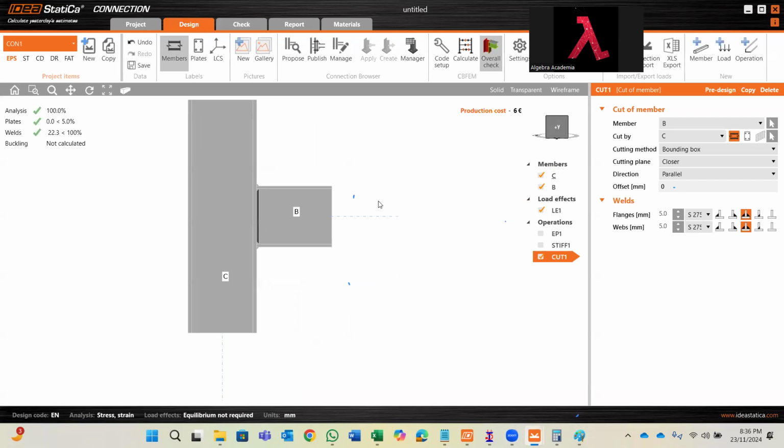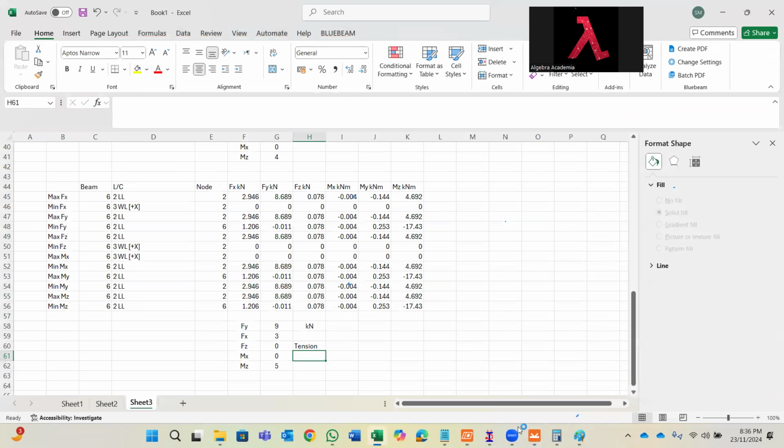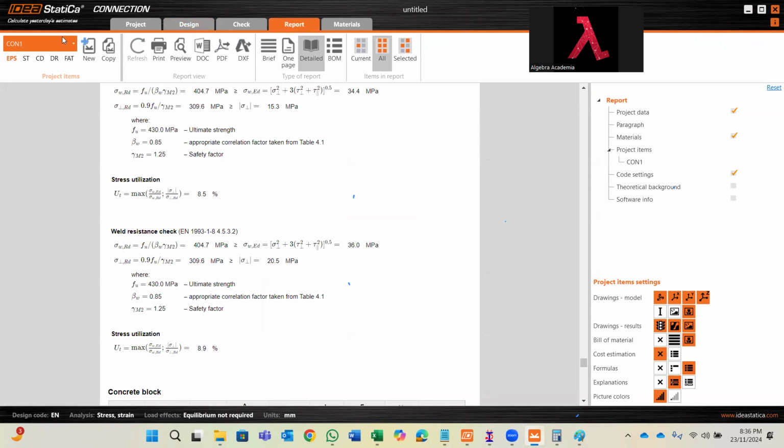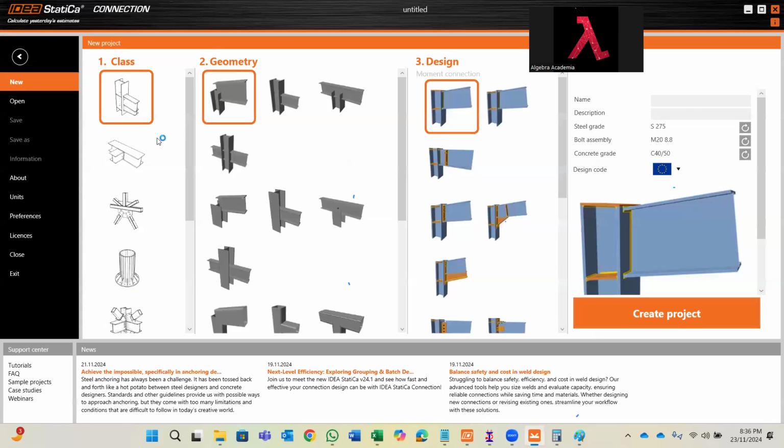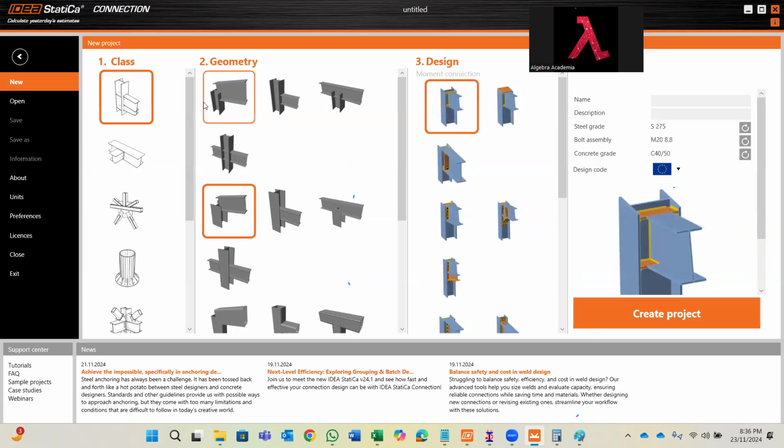So let me open the connection design again. I'll just close this. I'll go back to the options. I can change the same connection, but I don't want to do that. The reason is so you can understand, when you open IDEA Statica, whenever you want to go for new connections, I'm showing it again and again, going back to the options. So the same first one, beam to column.